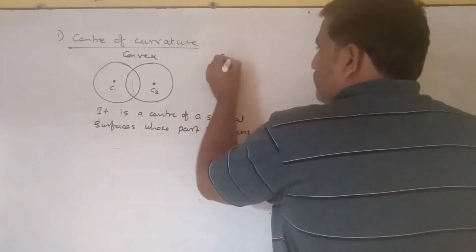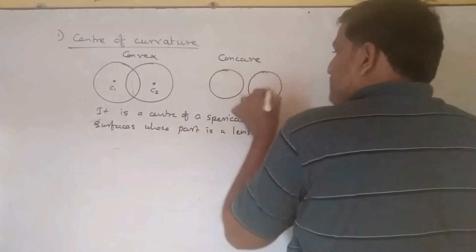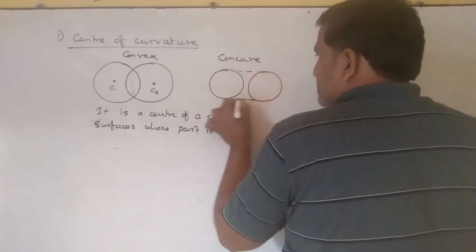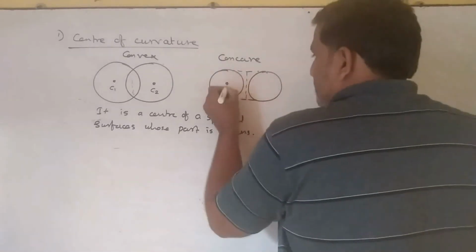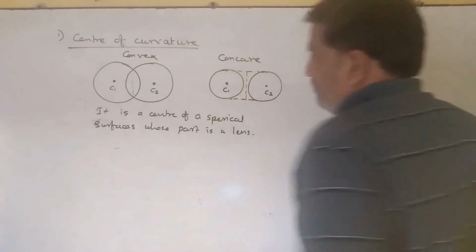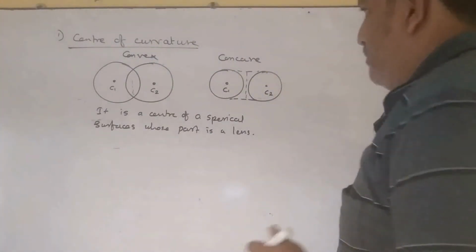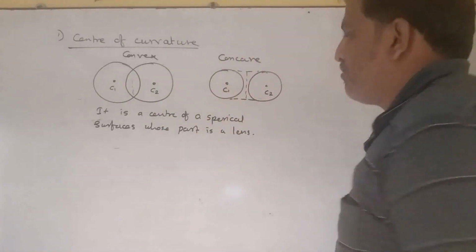Similarly, about the concave, we can show the diagram. Two spherical surfaces, and this part acts as a concave lens, and the centers C1 and C2. This is the center of curvature. Okay, so in both lenses we can show the center of curvature like this.